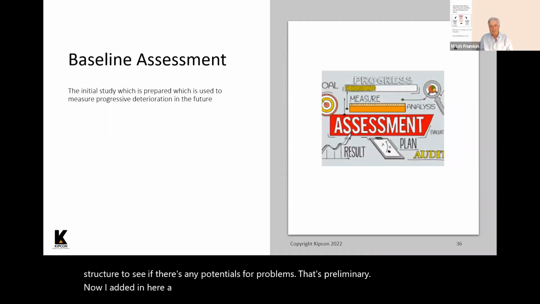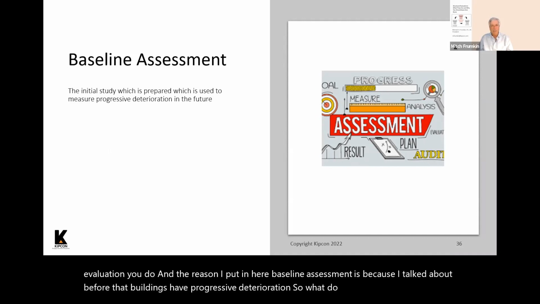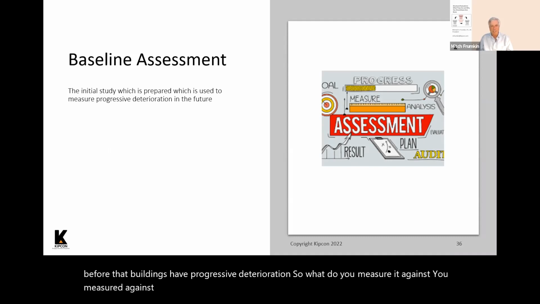Now, I added in here a baseline. This baseline assessment is essentially the first preliminary evaluation you do. The reason I put in here a baseline assessment is because I talked about before that buildings have progressive deterioration. So what do you measure it against? You measure it against the first assessment that's done, which is the baseline, because it establishes the baseline for future deterioration, so you can measure it against it.